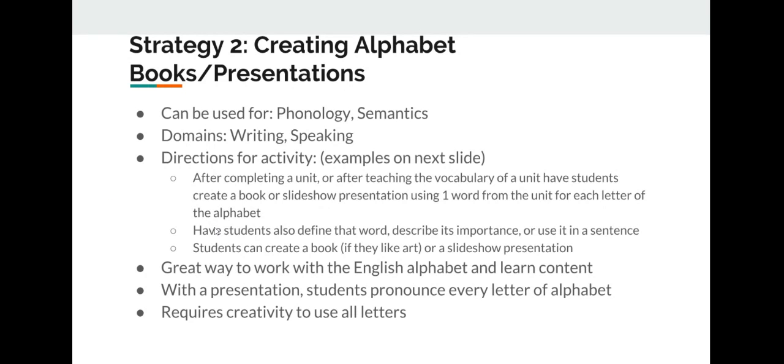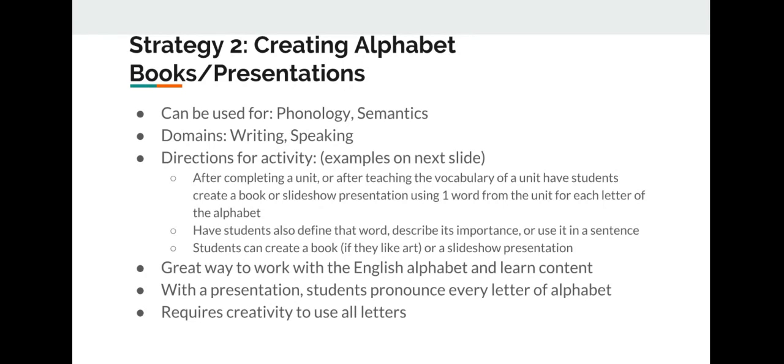And then you can also have students, depending on the level that they're at, define the word, describe its importance, or use it in a sentence in their presentation or book. And then I would give students the option of creating a book or a slideshow presentation, because not all students are going to like to draw and create something more artistic, while other students may not be as comfortable using the computer and they'd rather do something by hand.